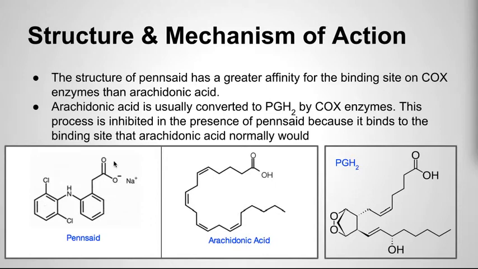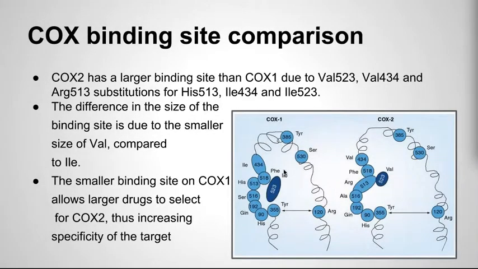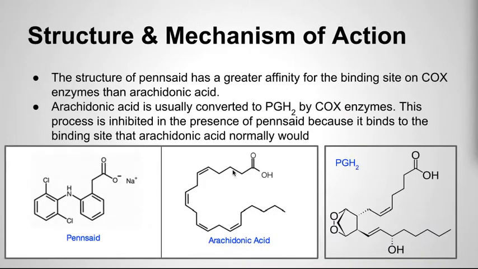So here's the structure of Pennsaid. This is what it looks like. You'll remember arachidonic acid is what it inhibits. So this is what Pennsaid looks like, and this is what arachidonic acid looks like. And they're both competing with each other to fit into COX-1 or COX-2. It should be noted that Pennsaid does a better job. It has what's called a greater affinity for the binding site.